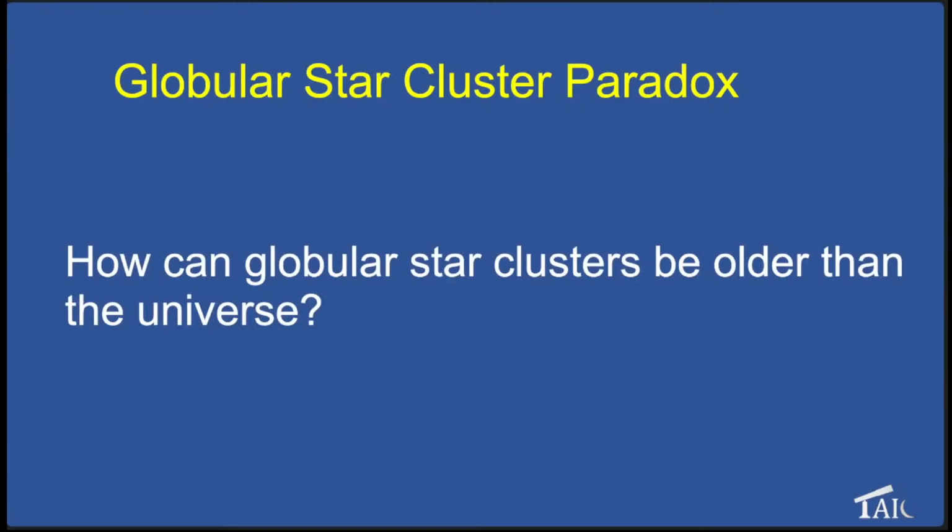So that created a tremendous paradox. How can globular clusters at 12 to 13 billion years be older than the universe at 4 billion years? So astronomers came up with very clever ways to try to explain this.